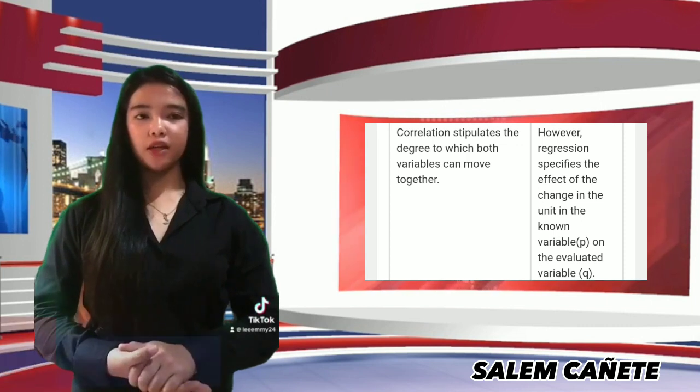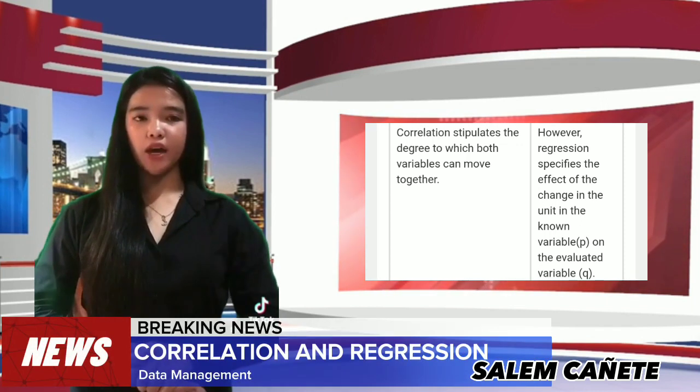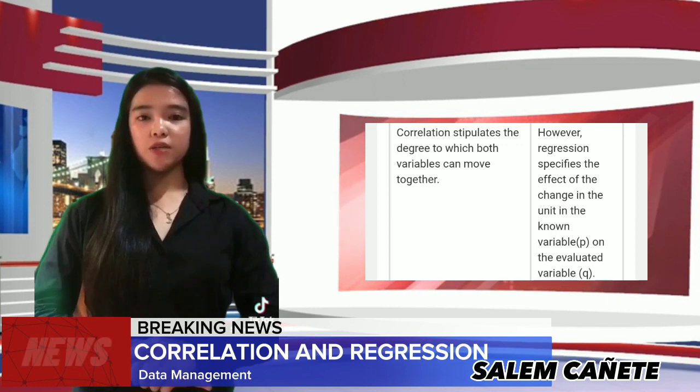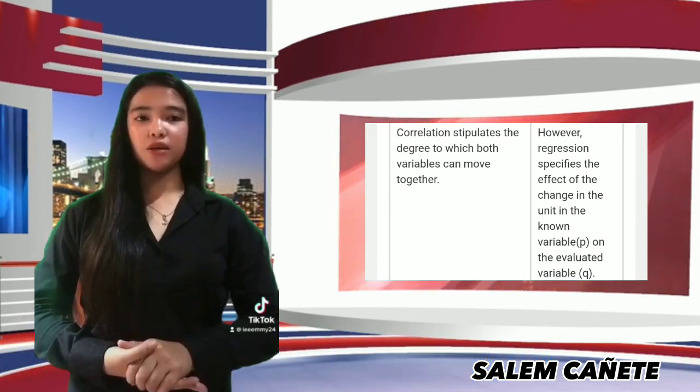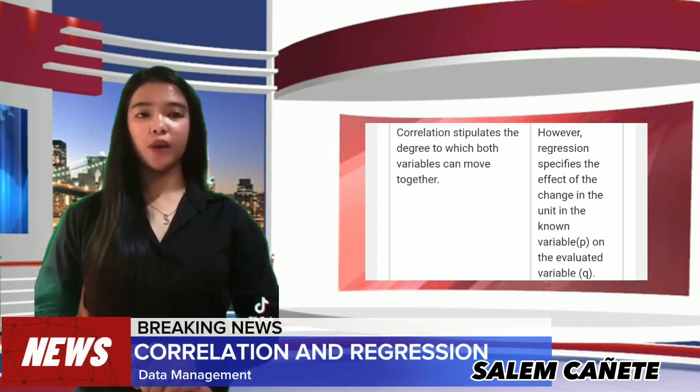Correlation stipulates the degree to which both variables can move together. However, regression specifies the effect of the change in the unit in the known variable p and the evaluated variable q.